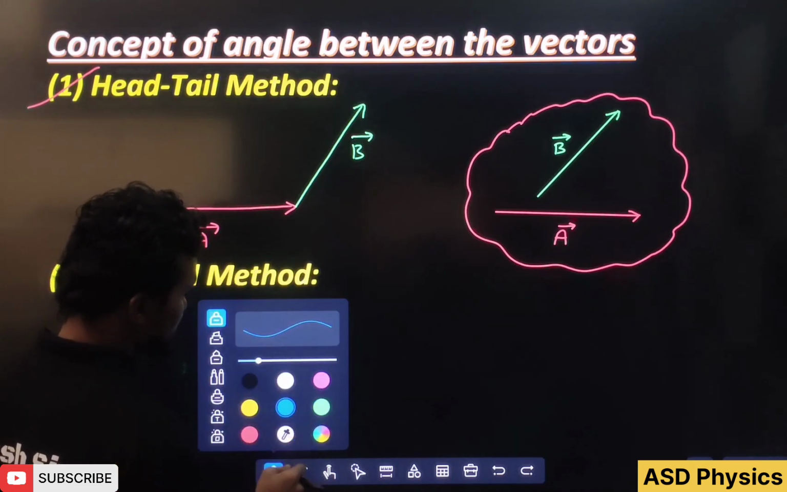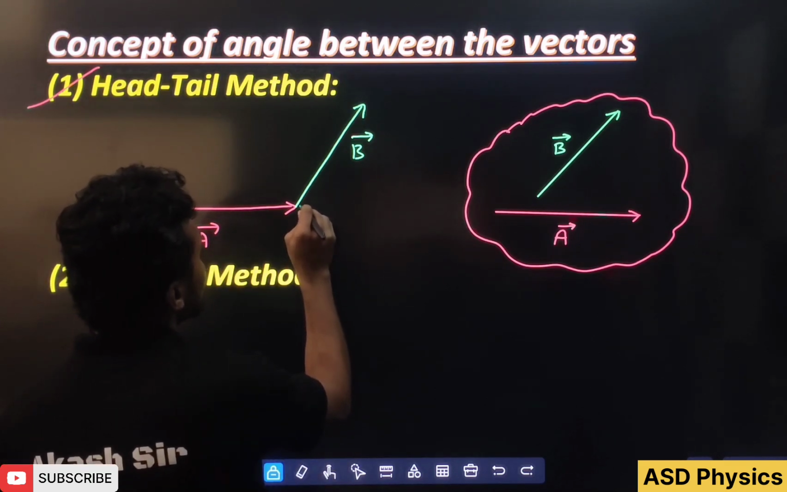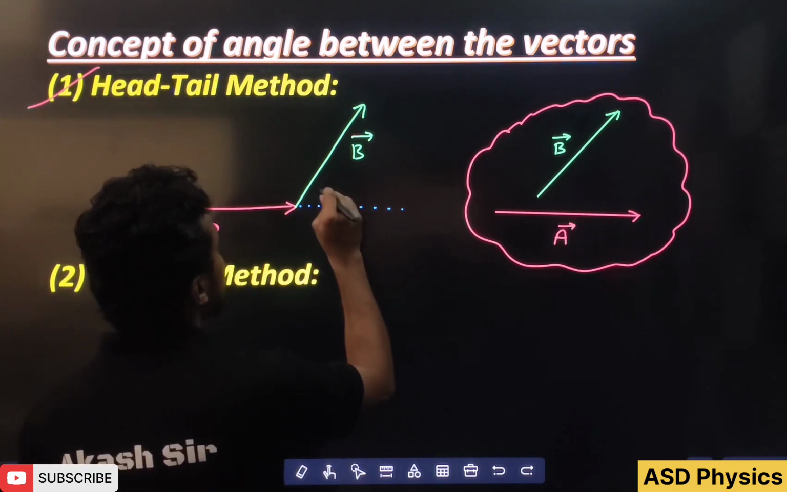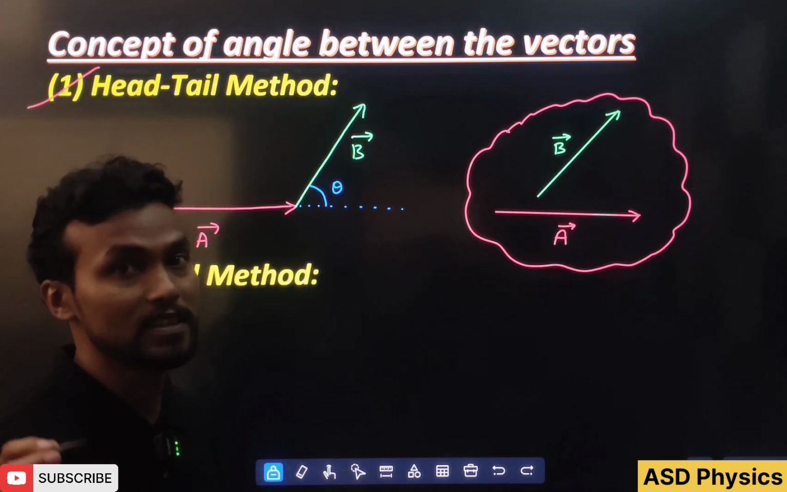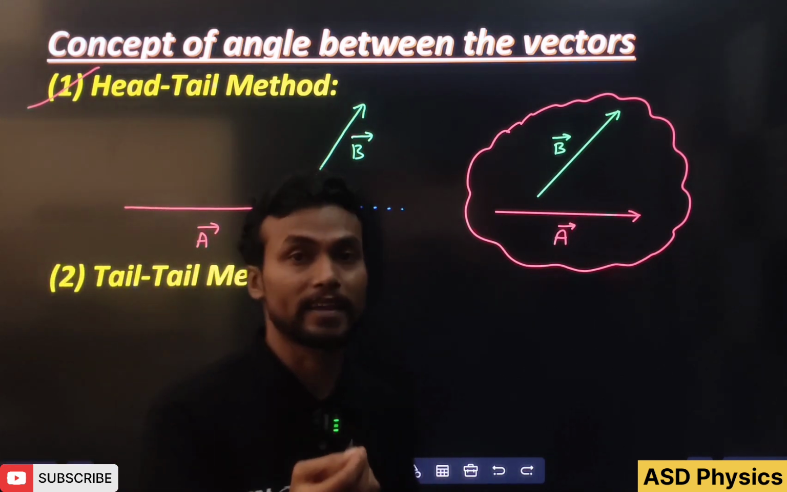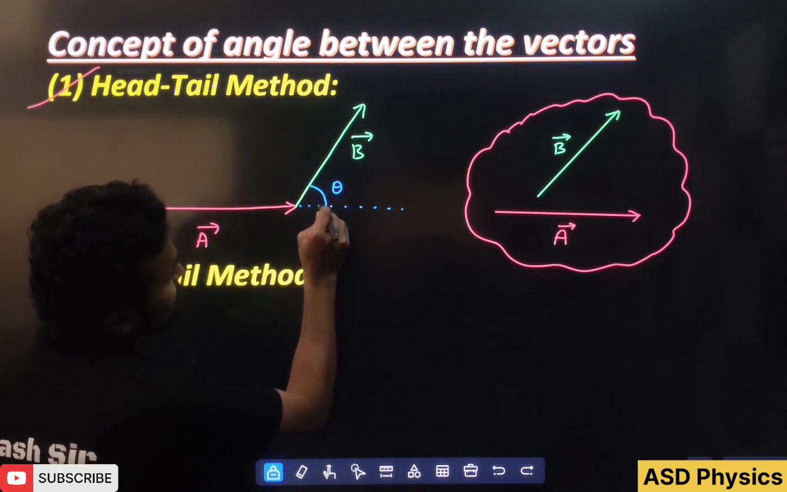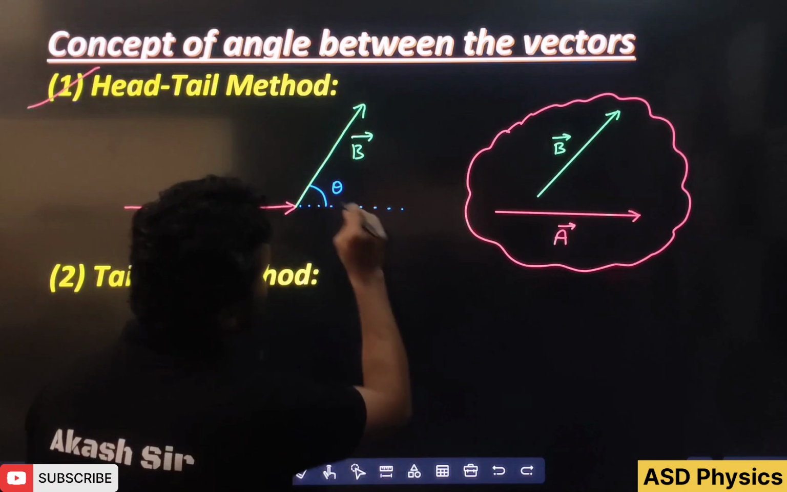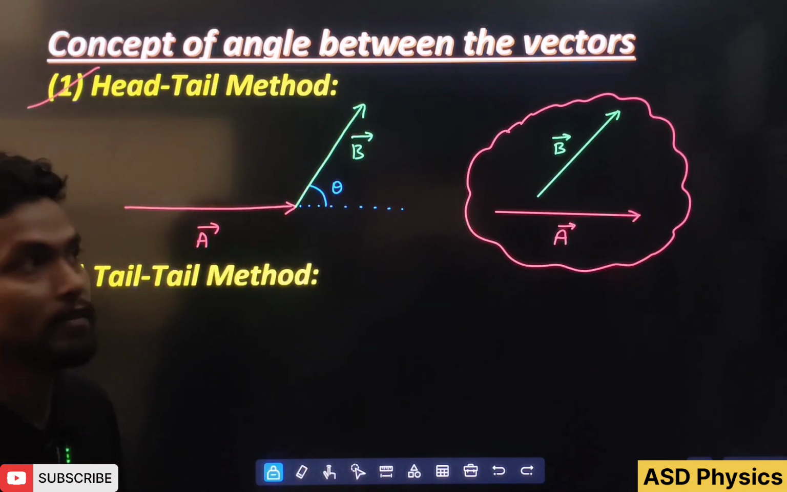And students, here the angle between vector A and vector B, how to identify it? From the vector A, we will draw a dotted line, and this angle. Always we have to take which angle? Smaller angle. Whenever we have to see the angle between the vectors, we have to take the smaller angle. And here when head and tail are coinciding, from the head of vector A, we have to draw one dotted line, and this angle theta is called the angle between vector A and vector B.